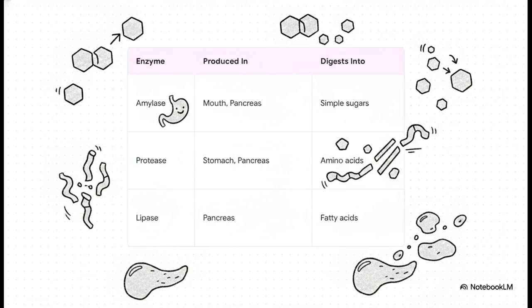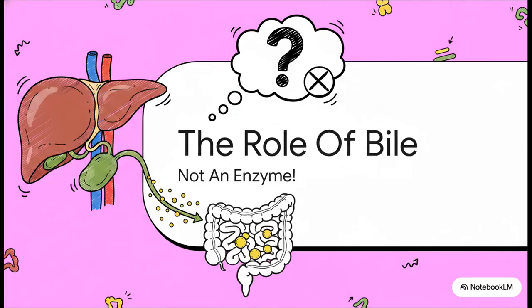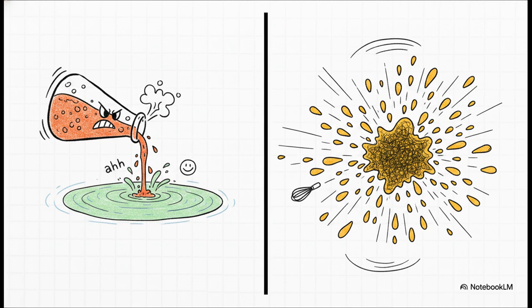And finally, lipases. Produced in the pancreas and small intestine, they break down lipids, which are your fats and oils, into fatty acids and glycerol. Commit these big 3 to memory, and you've got a massive chunk of your revision totally sorted. Section 3, the vital role of bile, and spoiler alert, it is definitely not an enzyme. Looking back at those accessory organs, the liver and gallbladder are responsible for bile.